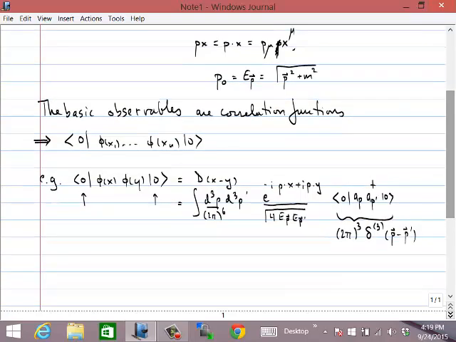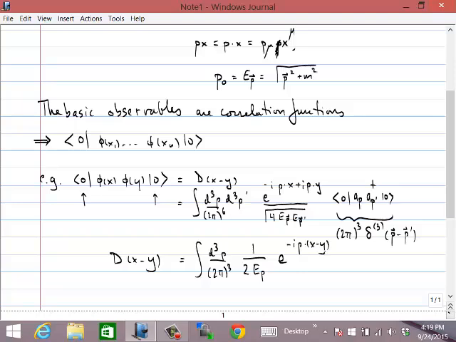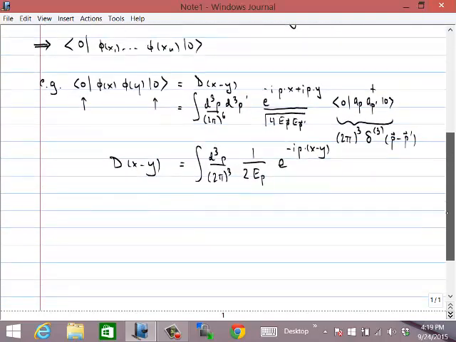And I can use this to do the p prime integral, and you get an expression for this two-point correlation function, or two-point function as we call it, which is the integral d3p times a normalization factor that depends on the energy of e to the minus i p dot x minus y. Good. So this is where we left off last time.